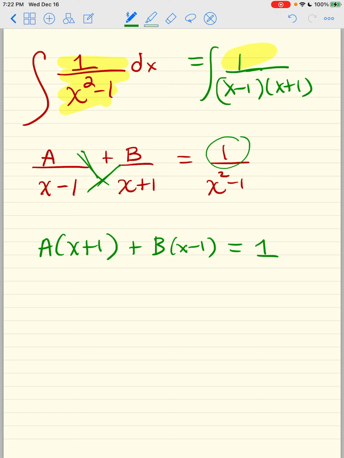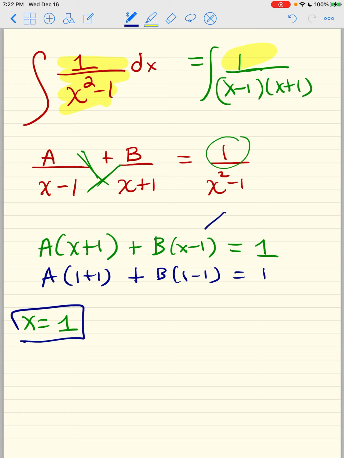Let's get rid of one of the variables. So I'm going to set x equal to positive 1. When x equals positive 1, I get a times 1 plus 1 plus b times 1 minus 1 is equal to 1. The reason I chose x equals 1 is because I needed to put something in to get rid of the b term. That way I get a 0 and can solve for a. This says 2a plus 0 equals 1. Therefore, a is equal to 1/2.